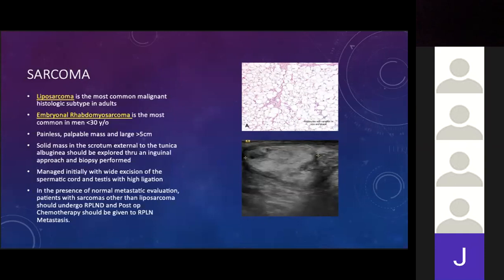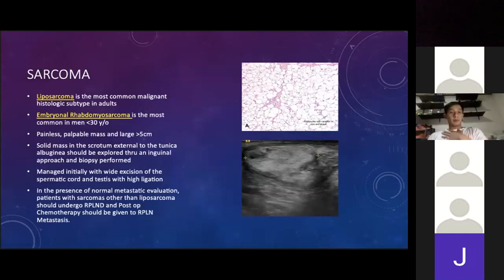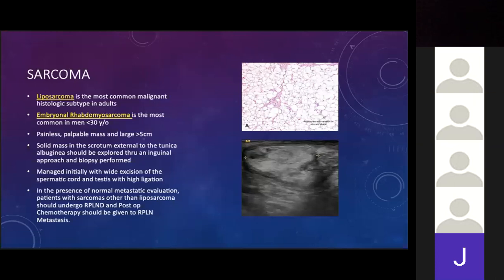Usually they present as a solid mass in the scrotum external to the tunica albuginea, should be explored through an inguinal approach, and biopsy should be performed. It's usually managed initially with wide excision of the spermatic cord and the testis with high ligation. In the presence of normal metastatic evaluation, patients with sarcomas other than liposarcoma should undergo RPLND, and post-op chemotherapy should be given for RPLN metastasis. Liposarcoma has the most favorable prognosis, and malignant fibrous histiocytoma and leiomyosarcoma have the least favorable prognosis.